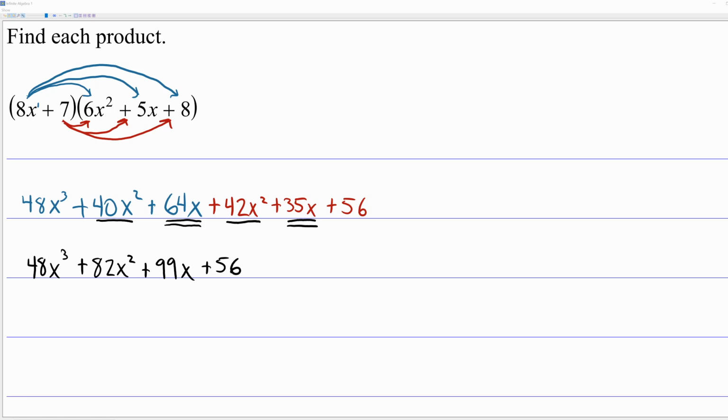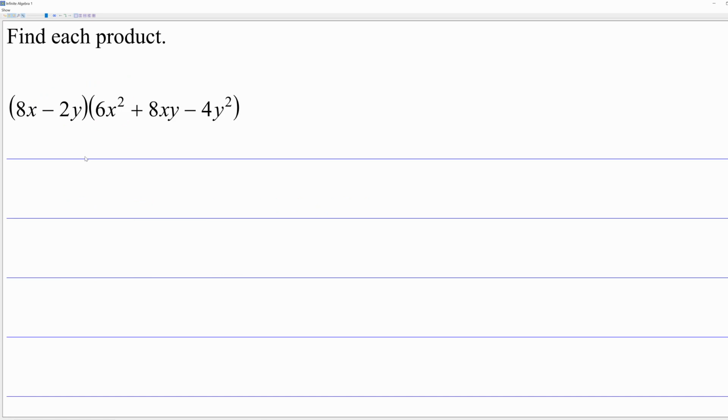Now, let's see an example that has more than one variable. So if you notice, this example has 2 variables. We also have some subtraction, so we'll have to pay attention to the minus signs. But it's still exactly the same thing. We're going to distribute everything that is on the left. So 8x, we're going to distribute that here, here, and here. And we'll distribute negative 2y here, here, and here.